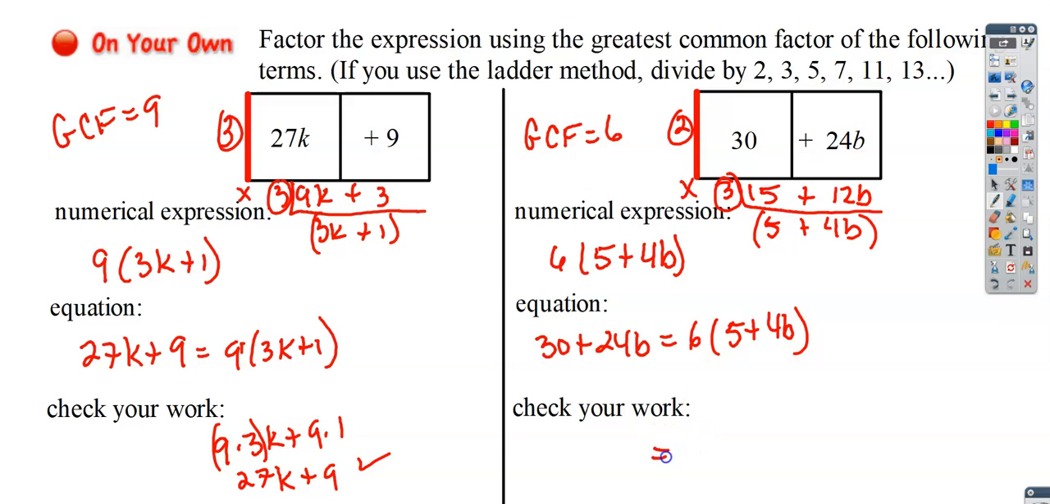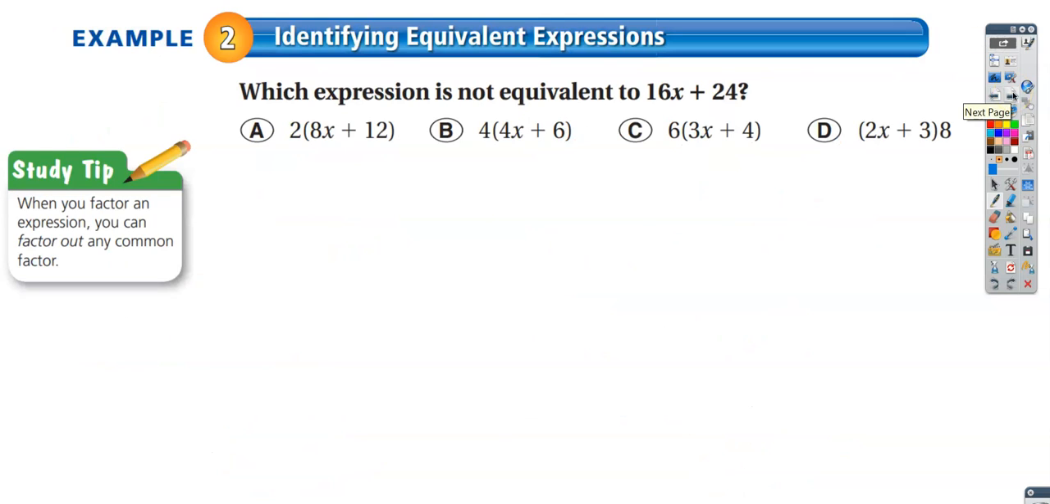I'm going to check my work on the right side and distribute to see if it equals what I have on the left. This is 30 plus, group those together, 24b. Awesome. Okay, last thing I want you to see is which expression is not equivalent. Hey, if you have a bunch of expressions that need to be simplified, you just do the distributing. So 2 times 8 is 16x plus 2 times 12 is 24.